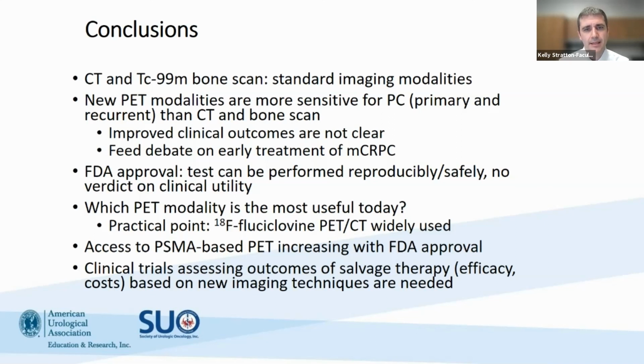Which PSMA PET is currently in use? Well, fluciclovine is the most widely available, but again, PSMA PET is probably going to be increasing very shortly as the availability becomes greater. Clinical trials will be necessary to really assess whether PSMA PET leads to changes in outcomes, and those will be ongoing.